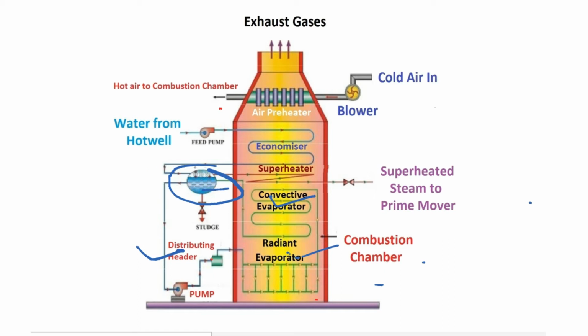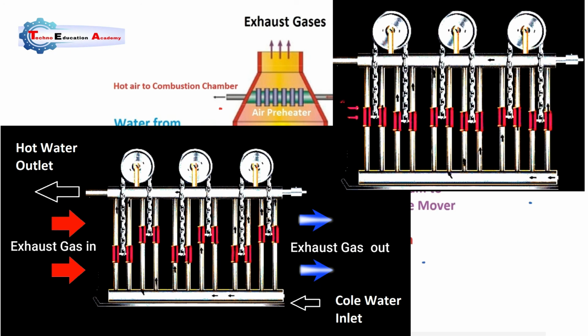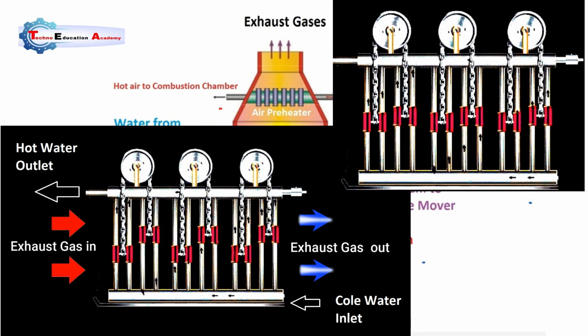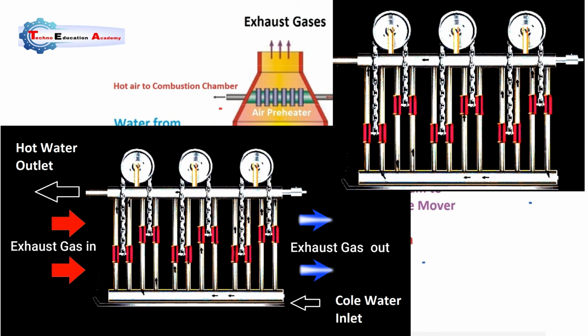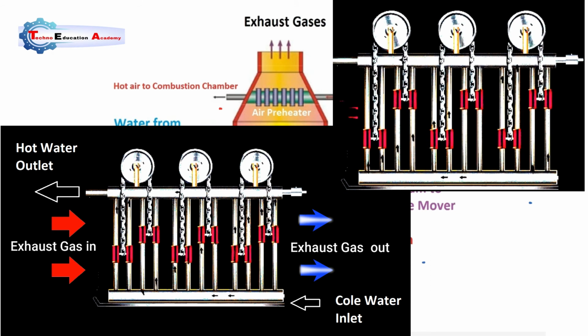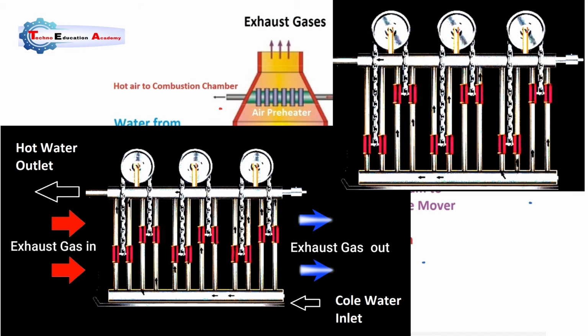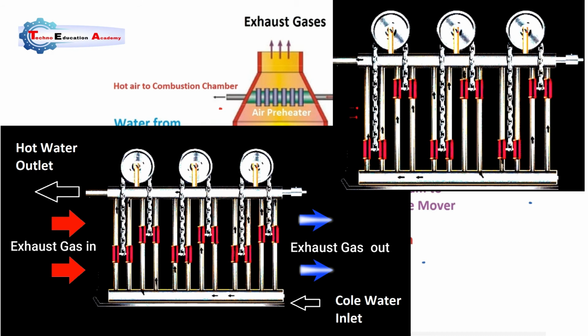Here you can see that the drum is also connected with the economizer. What is the function of the economizer? The economizer is one type of accessory used in the boiler. It will improve the efficiency of the boiler. It is one type of heat exchanger.